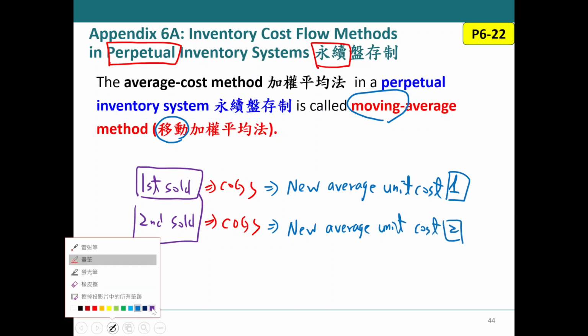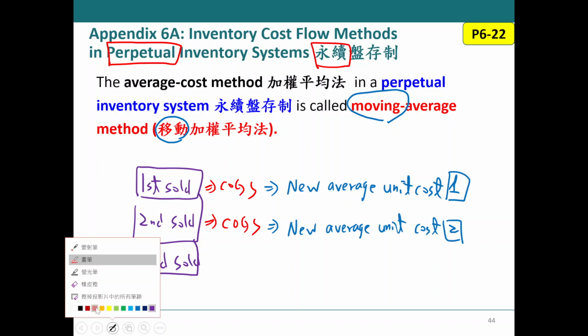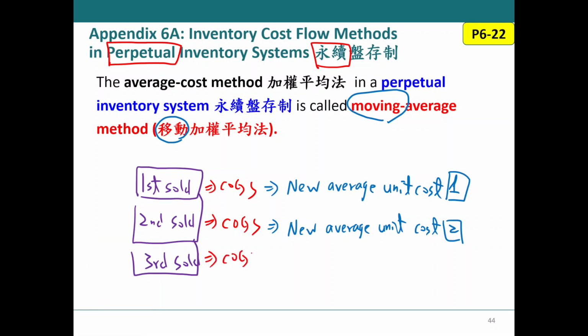How about if you sell for the third time? You have to get your cost of goods sold again. In order to get it, you have to compute your new average unit cost again. So did you find out how many new average costs you have? So many. It depends on how many times you sold. You have to compute that many times.